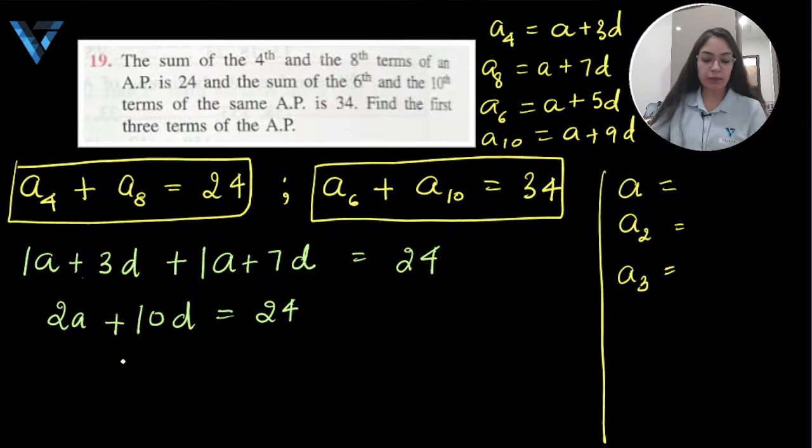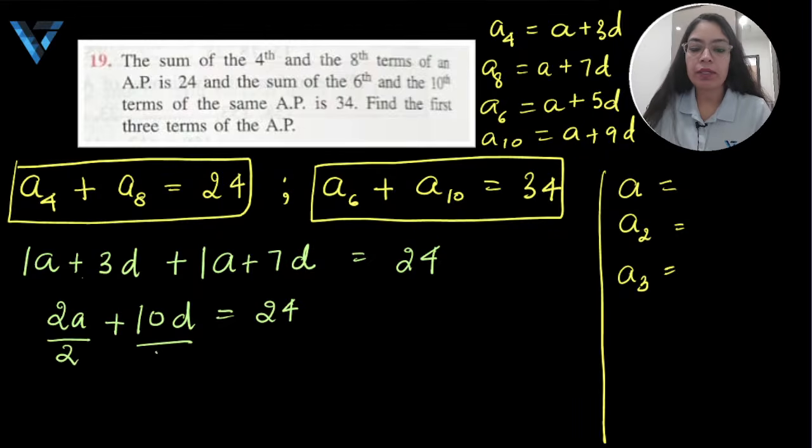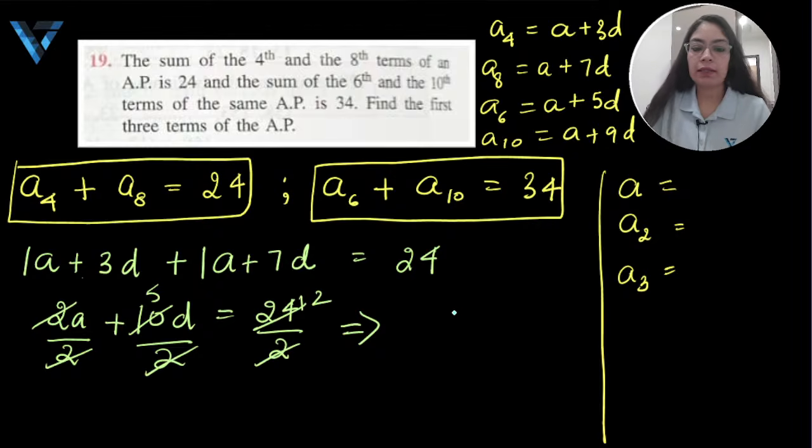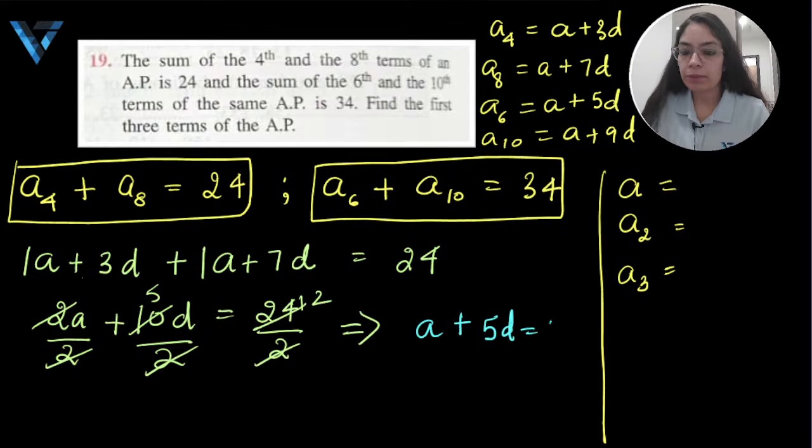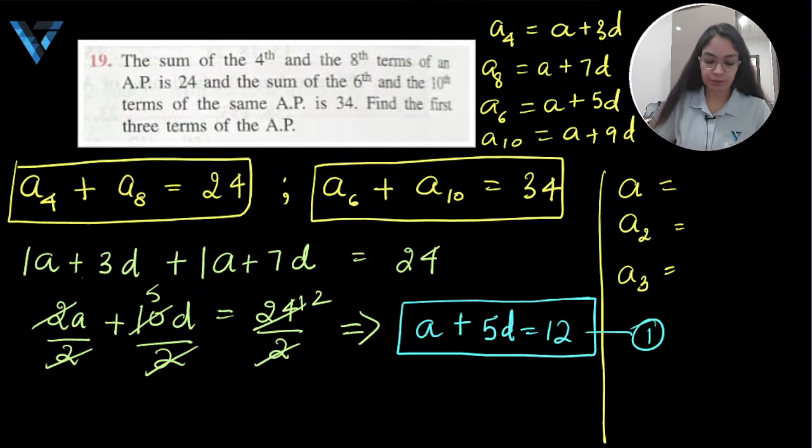Now you can see in this equation, 2 is a common factor. So how to take the common factor out? You can just divide all the terms by 2. The 2s get cancelled, and 2 into 5 and 2 into 12 here. So you will get the first equation: A plus 5D equals 12. This is the first equation. Is it clear how we got this one?